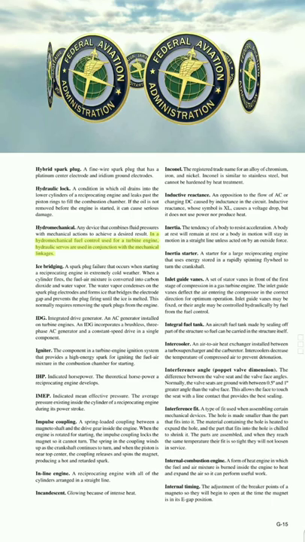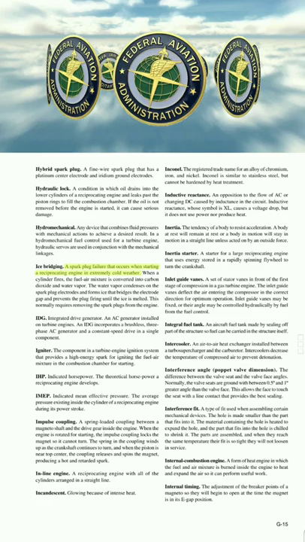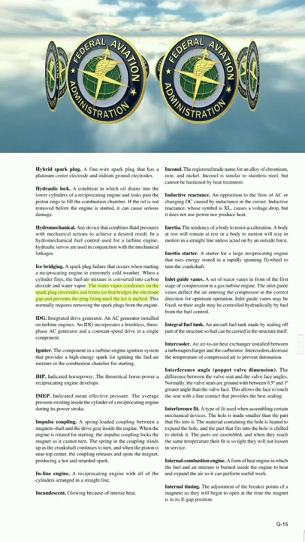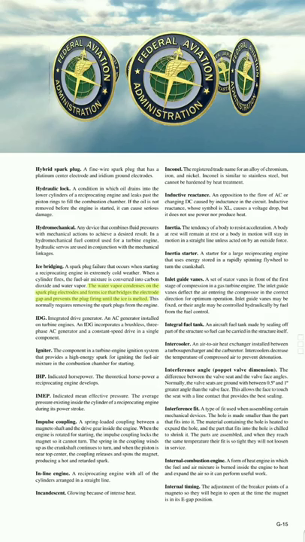Ice bridging. A spark plug failure that occurs when starting a reciprocating engine in extremely cold weather. When a cylinder fires, the fuel-air mixture is converted into carbon dioxide and water vapor. The water vapor condenses on the spark plug electrodes and forms ice that bridges the electrode gap and prevents the plug firing until the ice is melted. This normally requires removing the spark plugs from the engine.